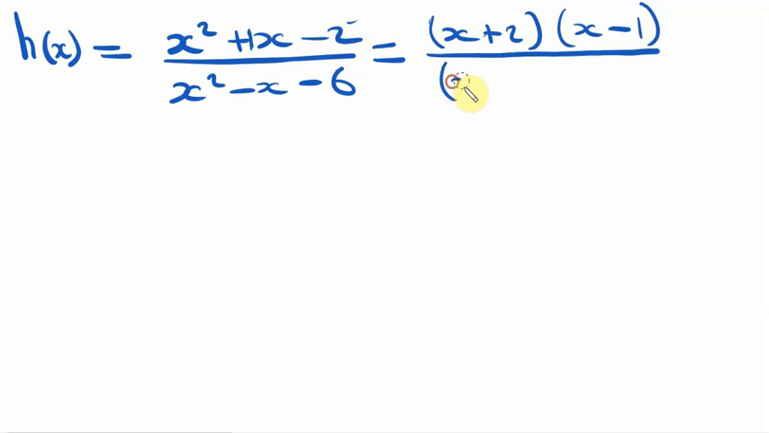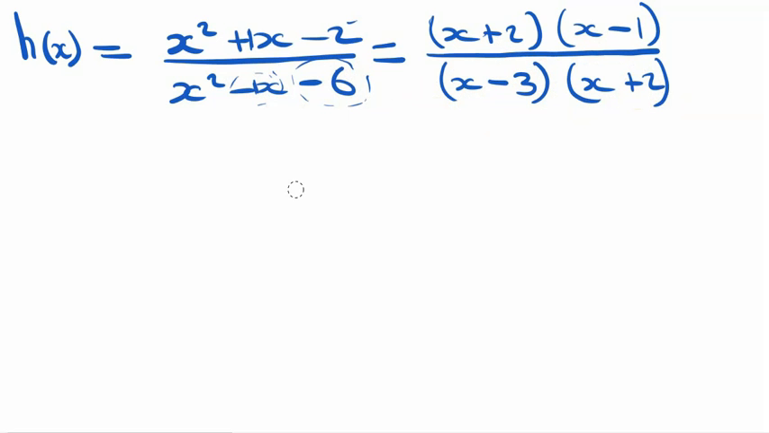Do the same thing here. Write my brackets. Now look for numbers that when I multiply them give me minus 6, and when I add them give me minus 1, the coefficient of x. In this case, the numbers will be minus 3 and plus 2, since minus 3 plus 2 gives me minus 1.